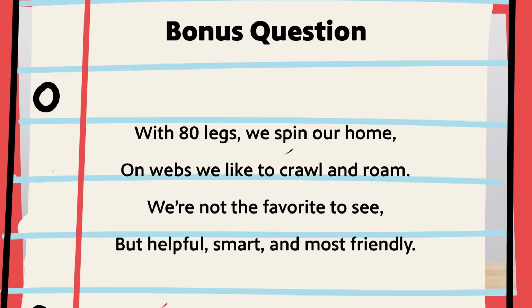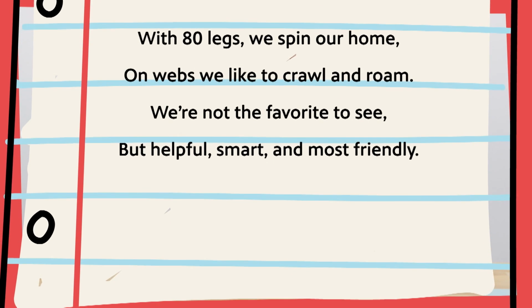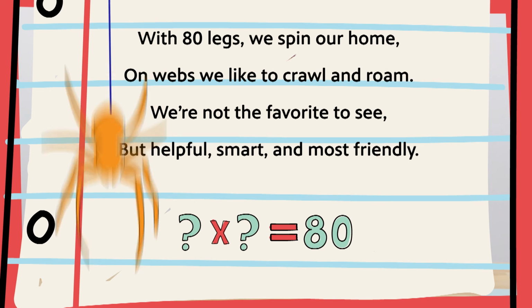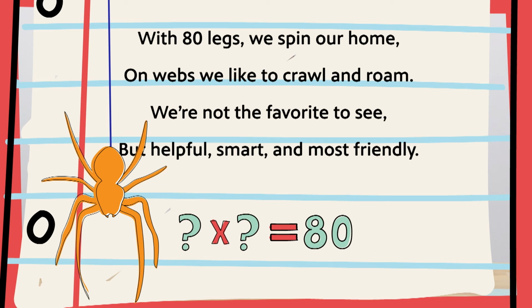Can we solve this? Great. This seems like the same kind of problem as the elephant feet. We know there are 80 total legs, but it doesn't tell us what kind of animal it is. But there are clues. What animal is this? Right, a spider. It spins webs and crawls. I know spiders have 8 legs, so what equation could we use to represent this?